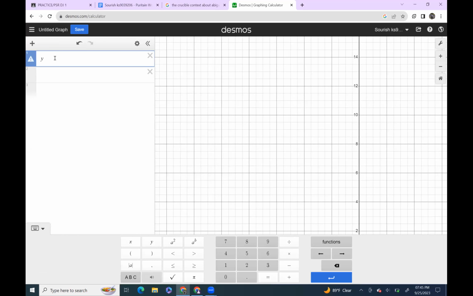The backspace button. Y equals, type in X. See where it says A to the power of B down there? That's not what I asked you to click on. Okay, there you go.